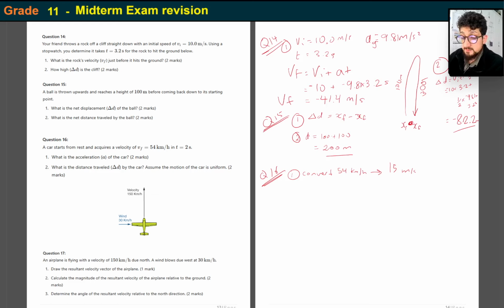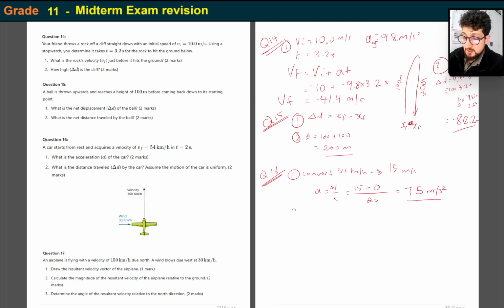So it's 15 meters per second, and now I can work out the acceleration, because we still haven't figured out the acceleration. Acceleration equals change in velocity over time, which equals 15 minus 0. Why 0? Remember that word: starts from rest. Over time, which is 2 seconds, and that equals 7.5 meters per second squared.